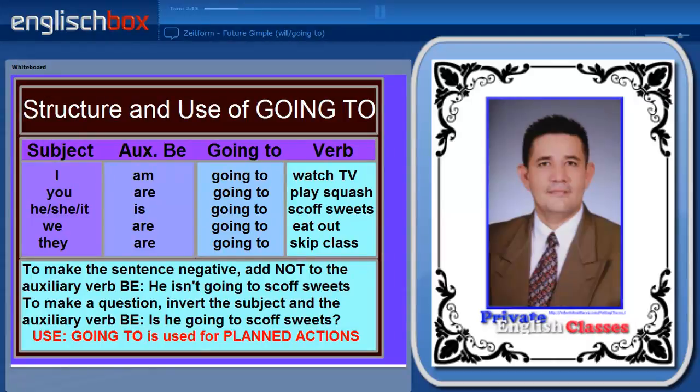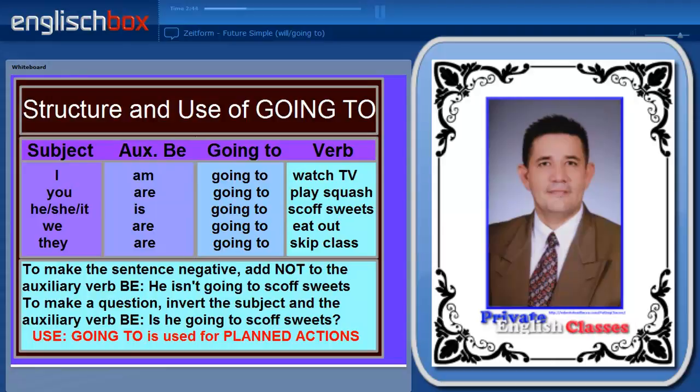Secondly, we make a contraction with going to. Instead of saying going to, it's very common to say gonna. So the sentence becomes, I'm gonna watch TV, you're gonna play squash, he's gonna scoff sweets, we're gonna eat out, and they're gonna skip class. Notice that there is less emphasis on the gonna than on the main verb. I'm going to watch TV.